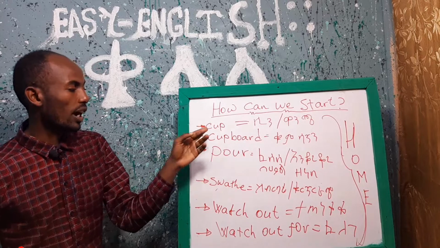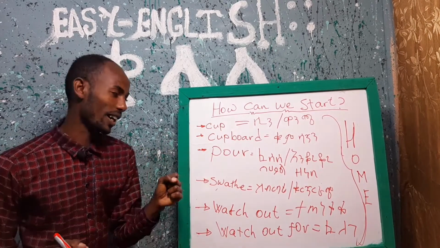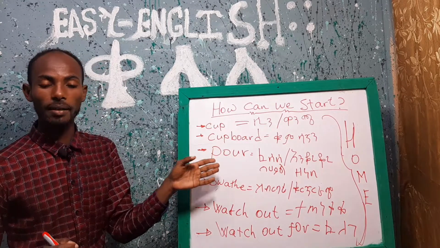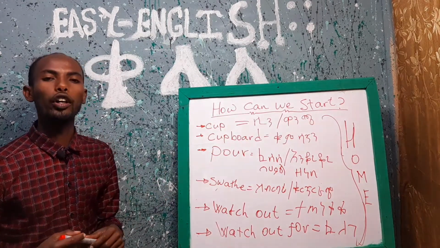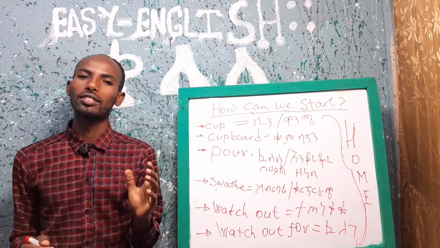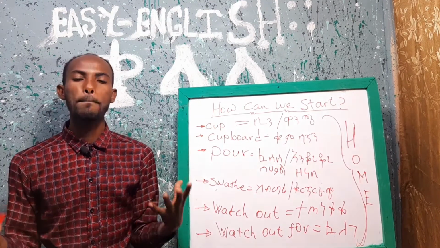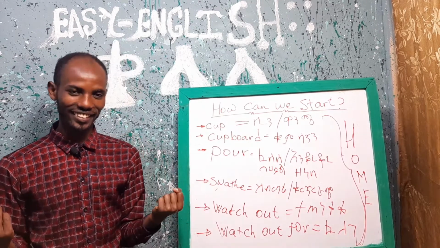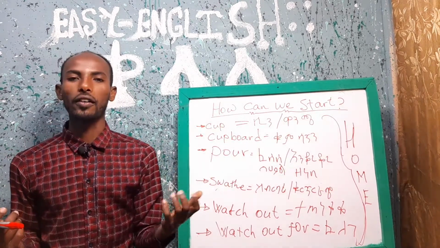So, I said cap is ሲኒ in Amharic and the cupboard is ቁም ሳጥን. Let us come to another word. Pour. Say it again. Pour. Pour. Okay. What does it mean, pour?